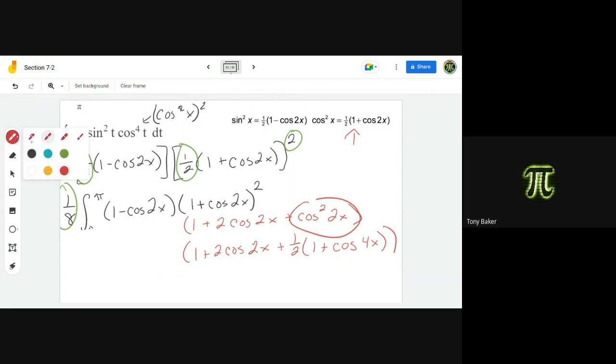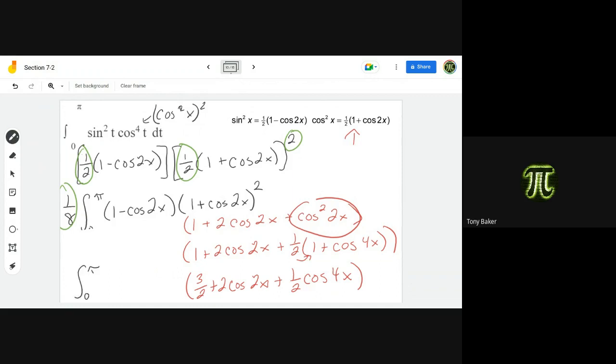All right, so let's clean this up. So that's 1/2. So I have 3/2 plus 2 cosine 2x plus 1/2 cosine 4x. This is messy. And I have this whole thing. We still have 1 minus cosine 2x in front of this whole thing.